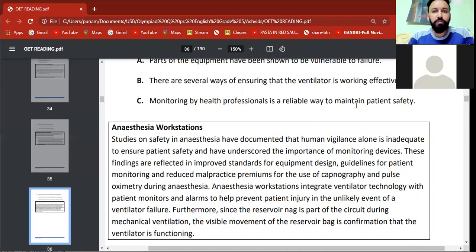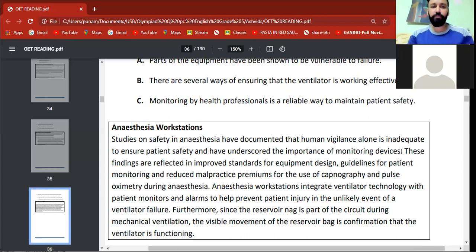Yes, it is contradicted: it says it is inadequate to ensure patient safety. So we can strike it out. Let's strike it out, C. Because it says vigilance alone is inadequate, and here it says it is a reliable way. Because it's inadequate, it cannot be reliable. That is obvious. So we strike out C. Good news is now we have only two more, so it's easier now.